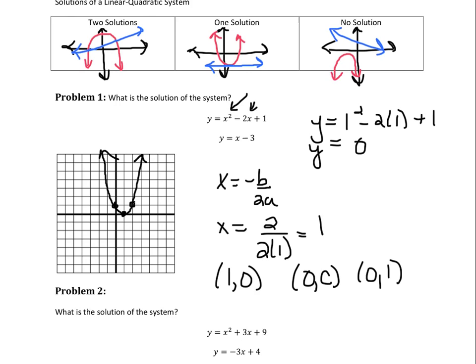And then now let's draw in our line. In our line we have a y-intercept of negative 3 and a slope of 1. So I can go up 1 over 1, up 1 over 1, and draw that line in. And you can see that they don't intersect at all. So your answer to this one would be no solution.